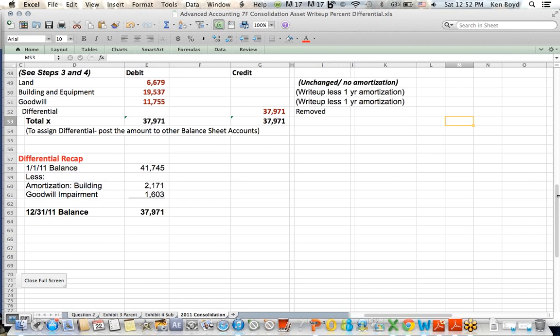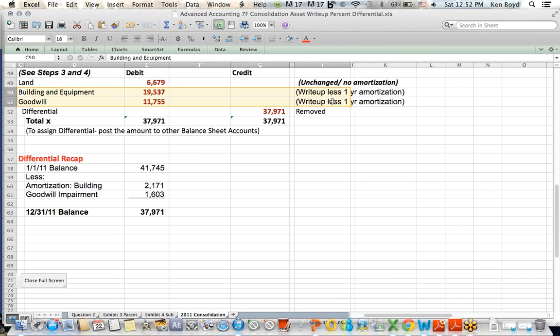How we assign the differential is we need to credit the differential to get rid of it. It's a temporary account that goes away. These are the amortized. The land didn't change. The land's value was not amortized. So that's the same write-up, the $66.79.